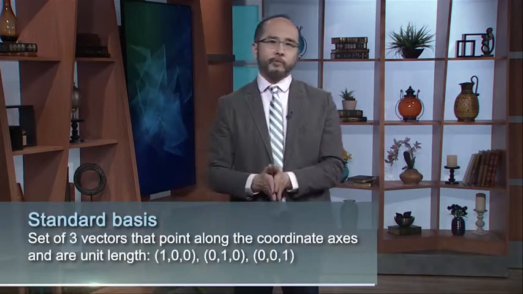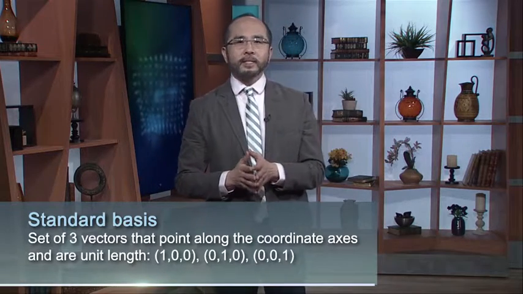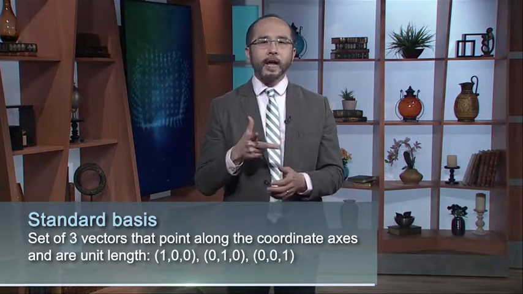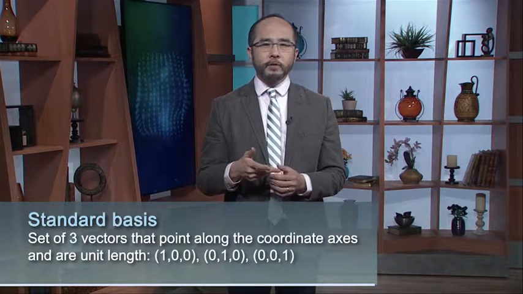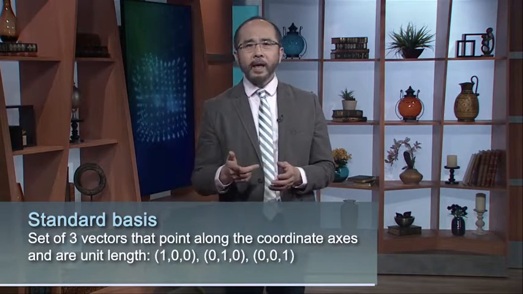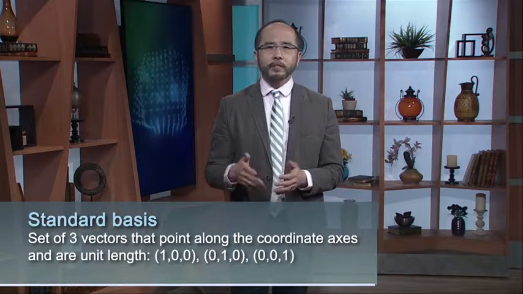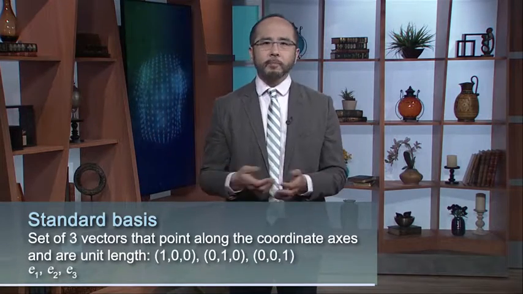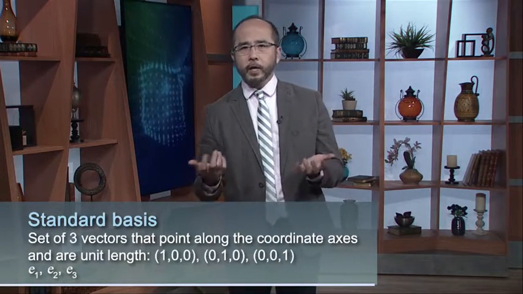Let's look at some examples. The first example is R3, which is a subspace of itself. There's a very natural basis called the standard basis for R3. This basis is a set of three vectors that point along the coordinate axes and are unit length: (1, 0, 0), (0, 1, 0), and (0, 0, 1). In math, we often denote the standard basis using the letter E with a subscript, like E1, E2, E3. The physics community often uses different symbols, i hat, j hat, k hat, for these three vectors.